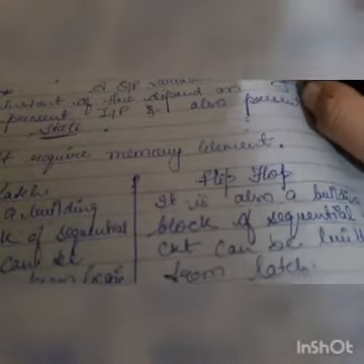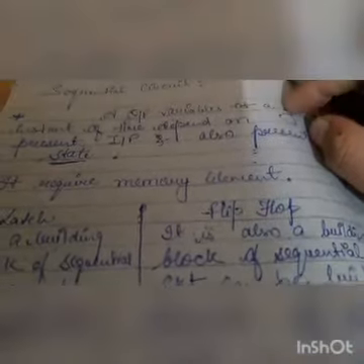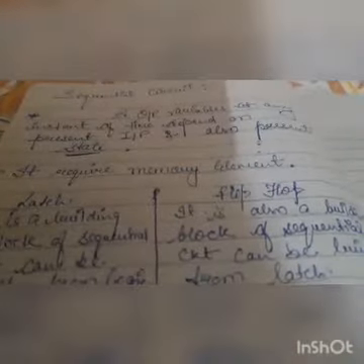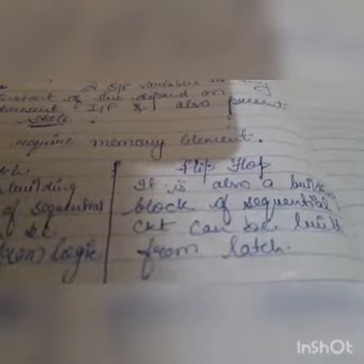So there are two types of sequential circuit, synchronous and asynchronous. A synchronous circuit is controlled by a clock, and an asynchronous circuit is not controlled by clock pulses. There are some latches and flip-flops in the sequential circuit.